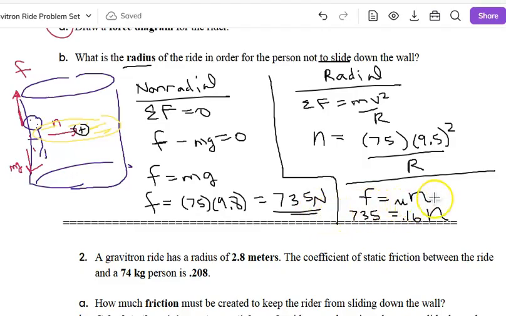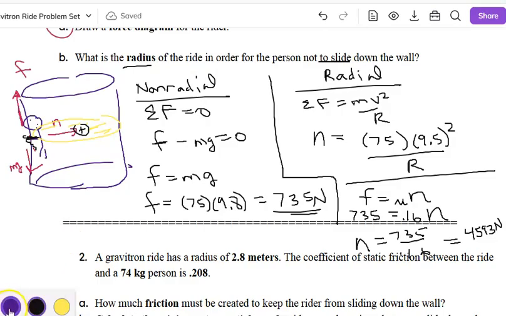is equal to mu times the normal, and that means the normal is 735 over 0.16, which is 4,593 newtons. So that's how much I have to be pushed into the wall in order for the nooks and crannies to catch enough in order to balance the weight.